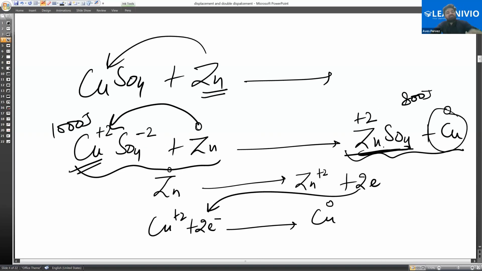More reactive element displaces the less reactive element. It means that the more reactive element is taking less energy.